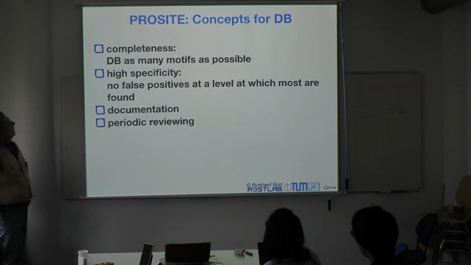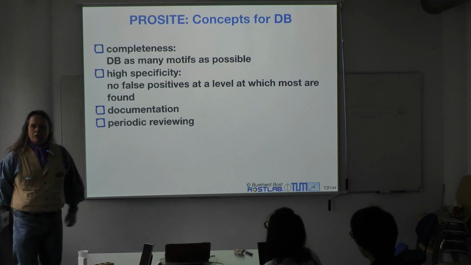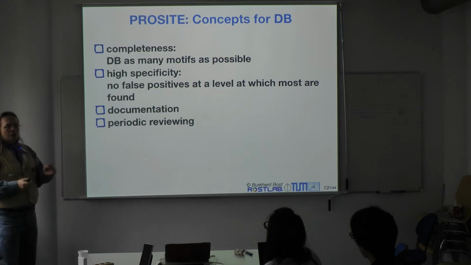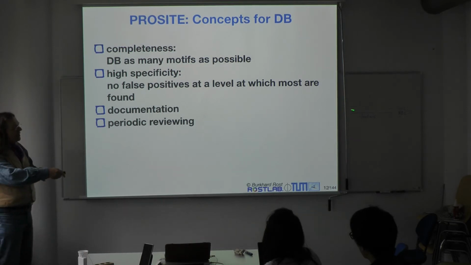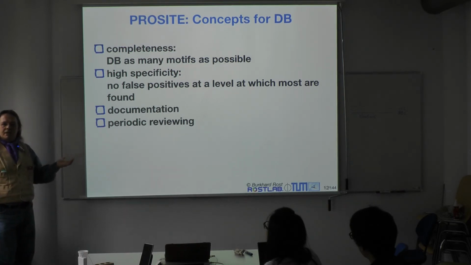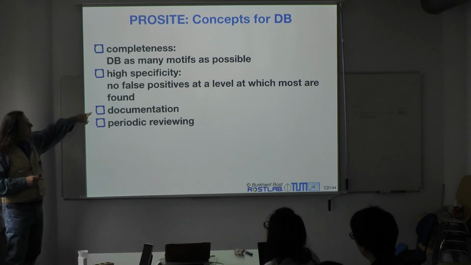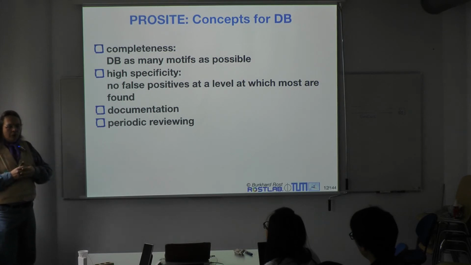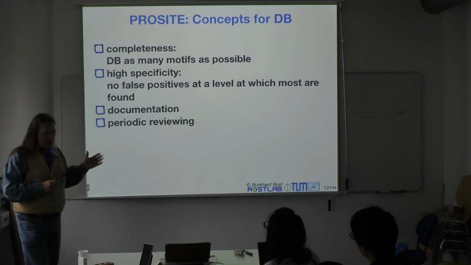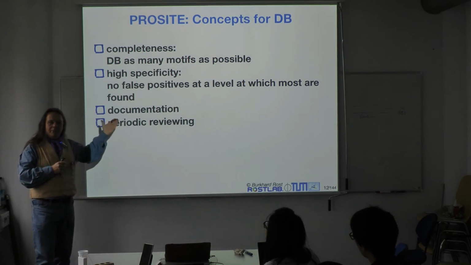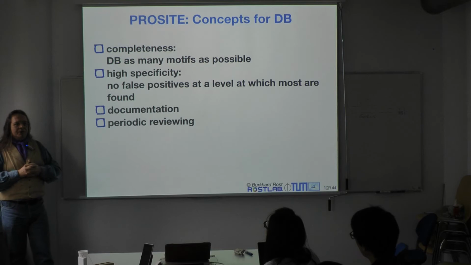Now, the idea behind PROSITE was completeness first. So find as many of these motifs as possible. High specificity, so the motifs that you find should not be such that they cover things that are not membrane proteins, just what we described. And the word here is high because you cannot always make sure that nothing that you find is not right. Have a documentation and have a periodic reviewing. Now, PROSITE exists since over 2 decades. What do you believe is the most complicated one of these 4 goals?